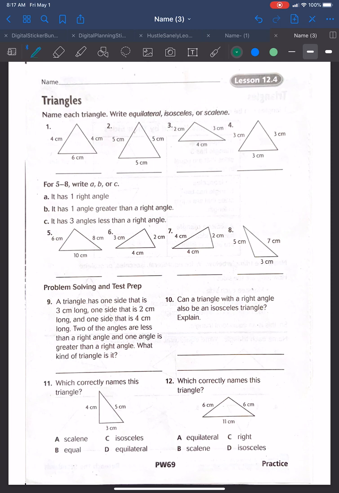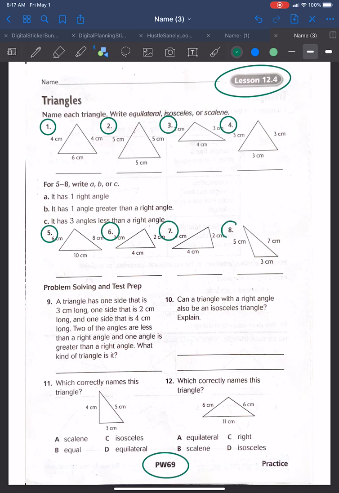Your job today is to complete lesson 12.4, which is PW 69. You should complete numbers 1, 2, 3, 4, 5, 6, 7, 8, 9, 10, 11, and 12. We're going to talk right now about number 10. On number 10, it's asking you, can a triangle with a right angle also be an isosceles triangle? Remember, our isosceles triangle needs to have 2 equal sides.